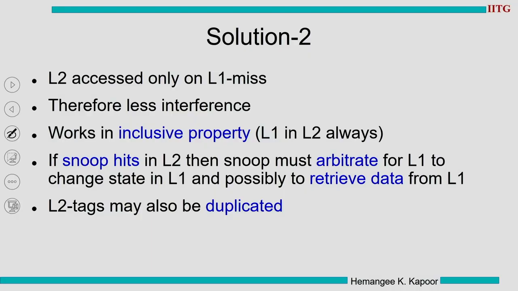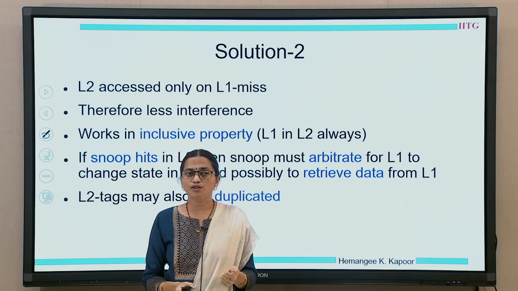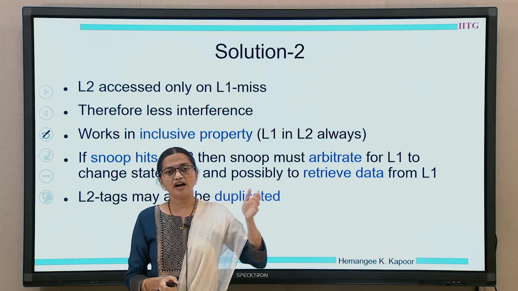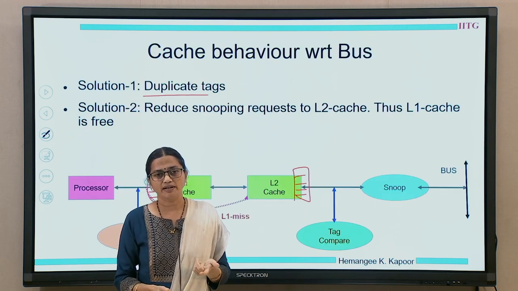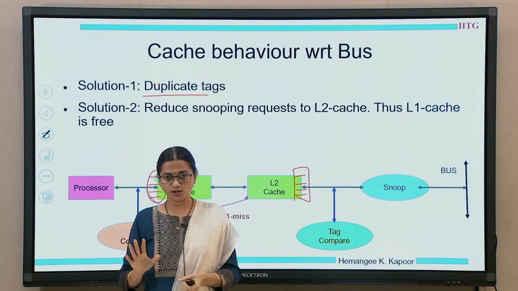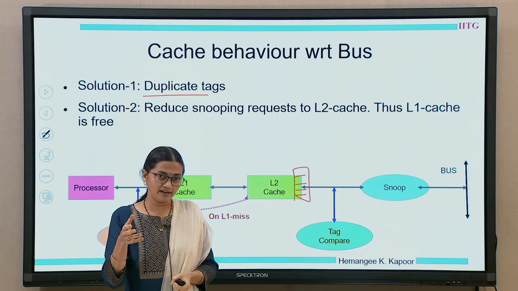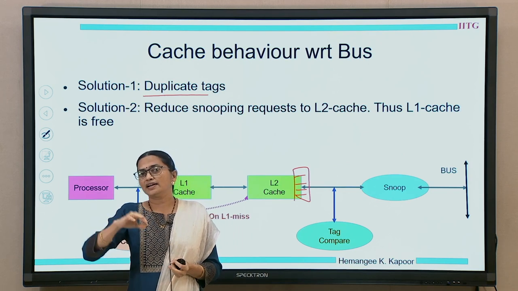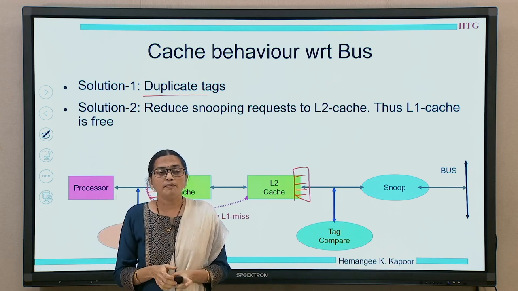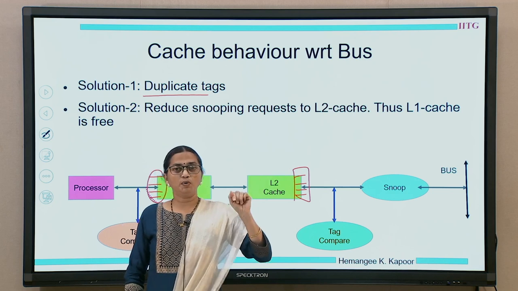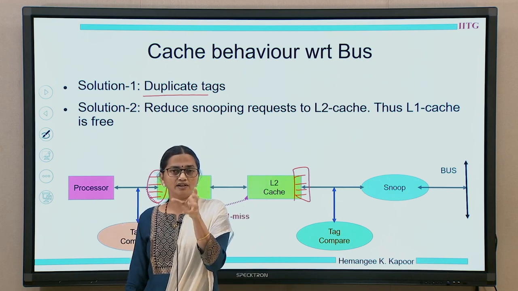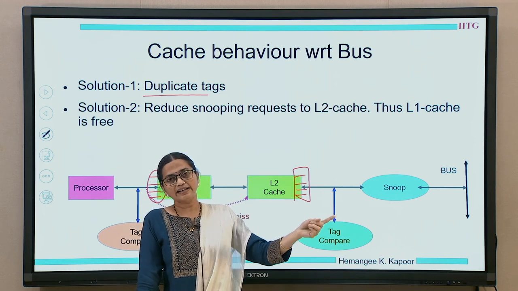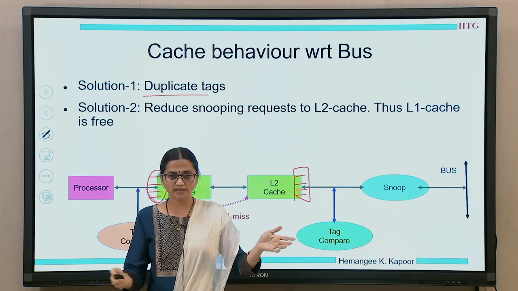The assumption here is that if you find the tag in L2, then probably that particular block is also there in L1, right? So we are assuming an inclusive property here. That is, L1 is always a subset of L2. So if L2 says the tag is there, it has to do extra work, because if it has to invalidate its copy, you understand that it can't invalidate a copy only in L2, because this particular block may also be cached in L1. So in case the snooper finds the tag in L2, L2 also has to go to L1 for invalidating that particular copy. So there is more work in this method.